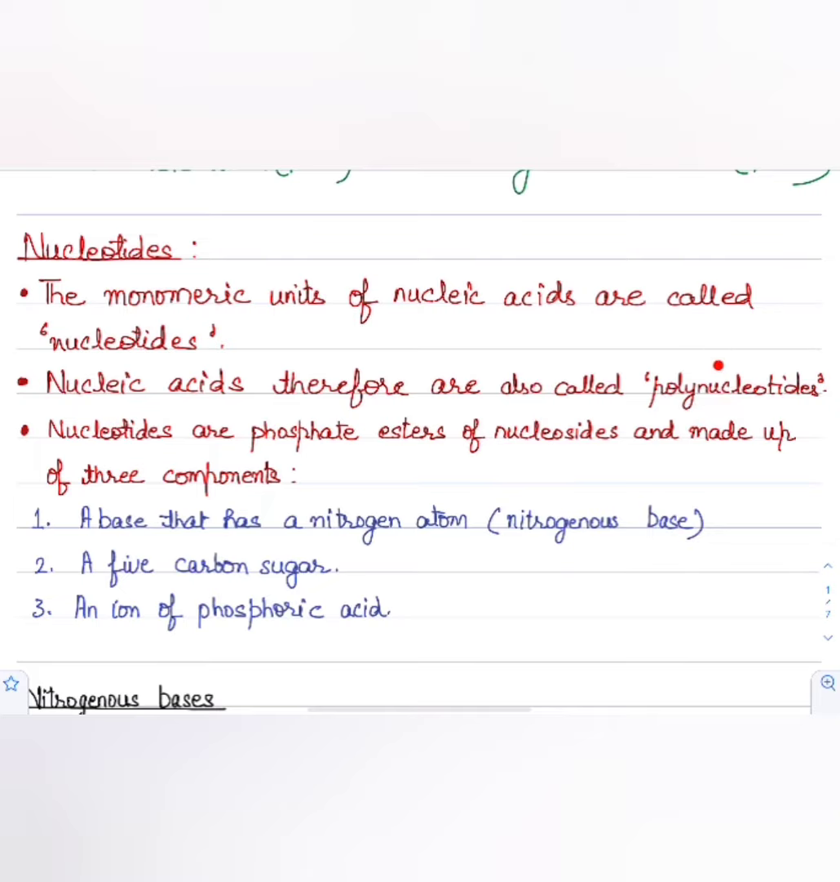Nucleotides are phosphate esters of nucleosides and are made up of three components: a nitrogenous base, a base that has a nitrogen atom along with carbon; a 5-carbon sugar, which we usually call a pentose; and an ion of phosphoric acid. So we can have one phosphate, two or three.